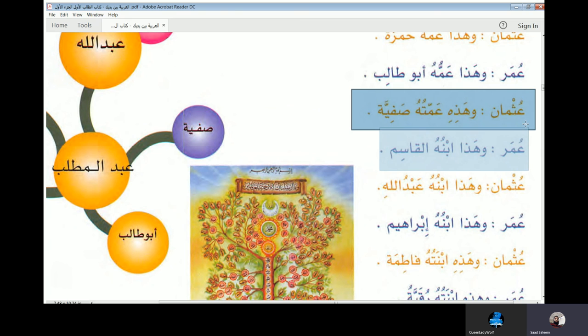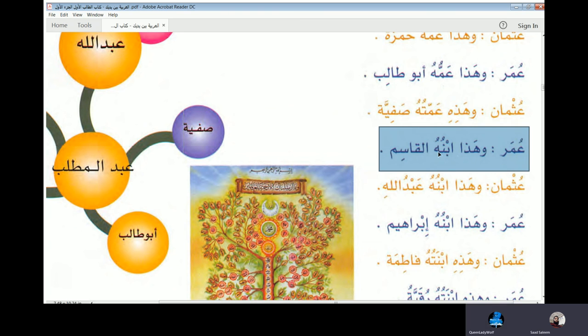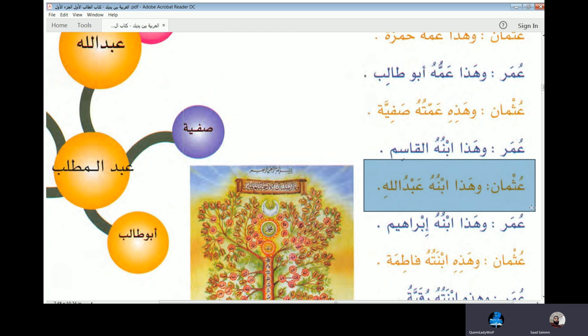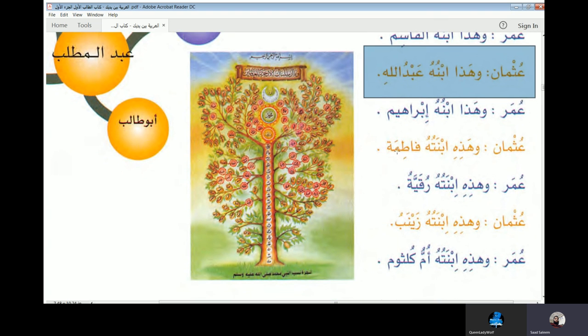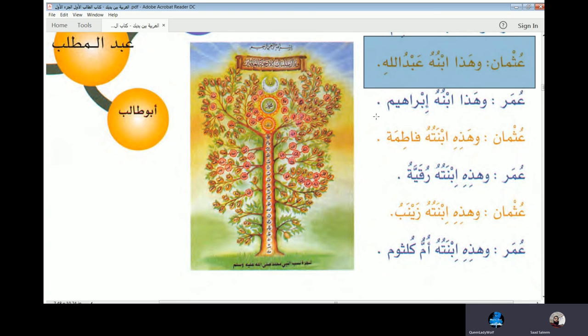Umar: Wahaza ibnuhu al-Qasim, and this is his son Al-Qasim. Uthman: Wahaza ibnuhu Abdullah, and this is his son Abdullah.